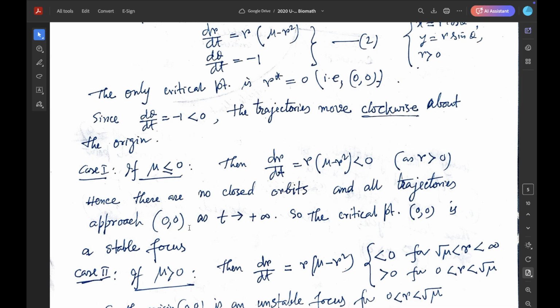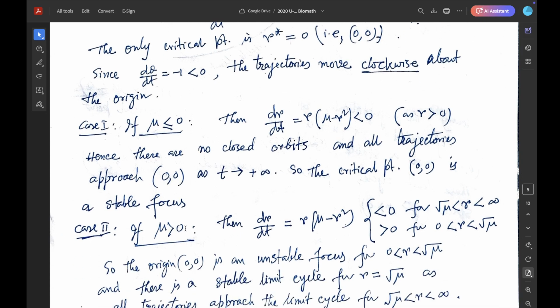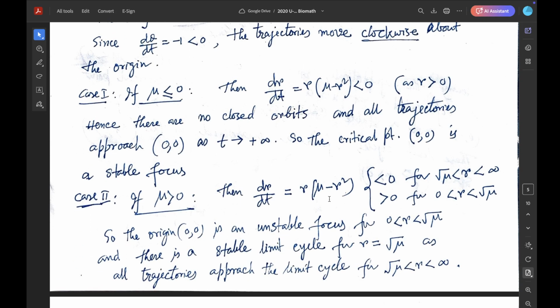For case 2, when mu is greater than 0, dr/dt equal to this, and this is less than 0 for root mu less than r less than infinity, and greater than 0 for 0 less than r less than root mu.